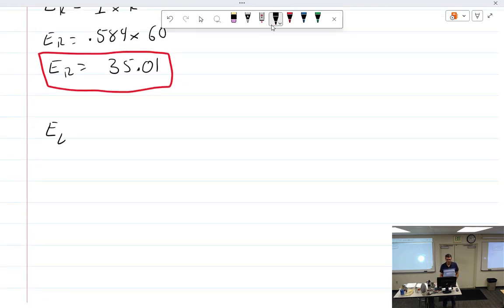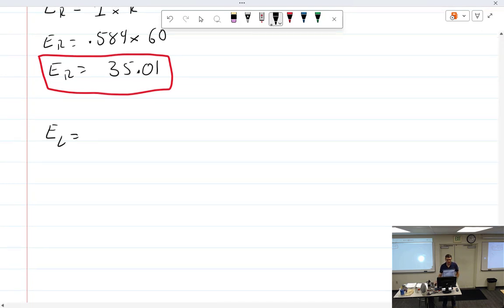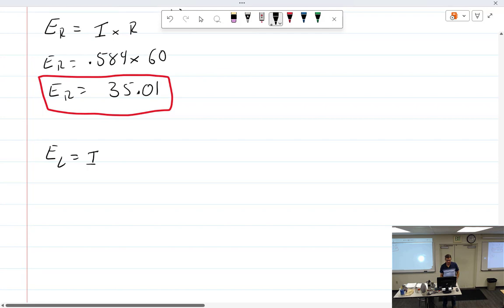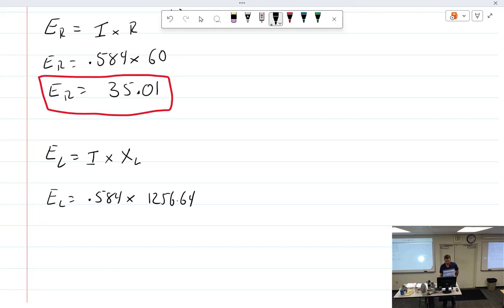E of L. E of L equals, well, I wanted to put the formula. It's I times X of L. So E of L equals 0.584 times X of L. What's X of L? 1256.64. Here we go. So E of L equals 733.88. Anybody disagree? Nope.